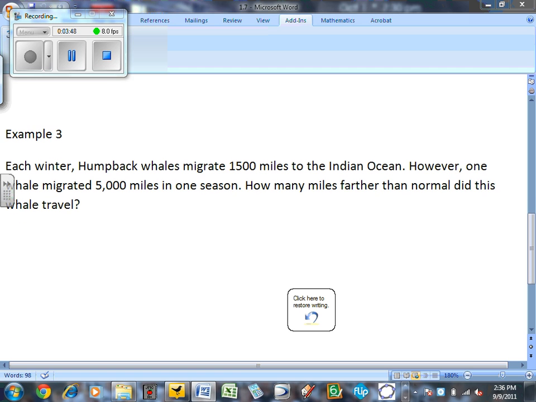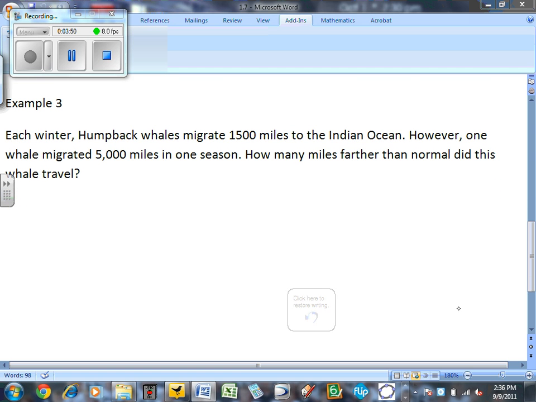Example 3 says each winter humpback whales migrate 1,500 miles to the Indian Ocean. However, one whale migrated 5,000 miles in one season. How many more miles farther than normal did this whale travel? Well, it says humpback whales migrate 1,500 miles. One whale migrated 5,000 miles in one season. How many miles farther than normal did this whale travel?